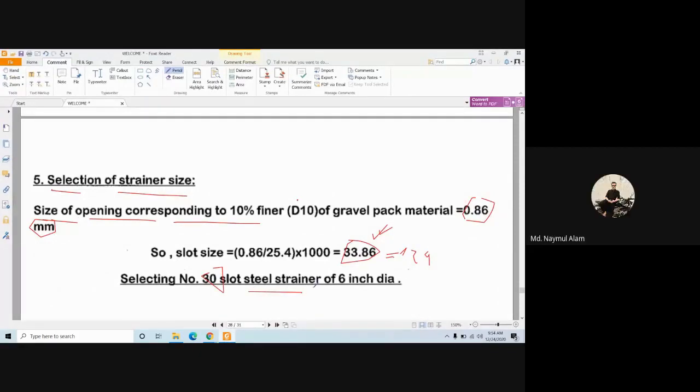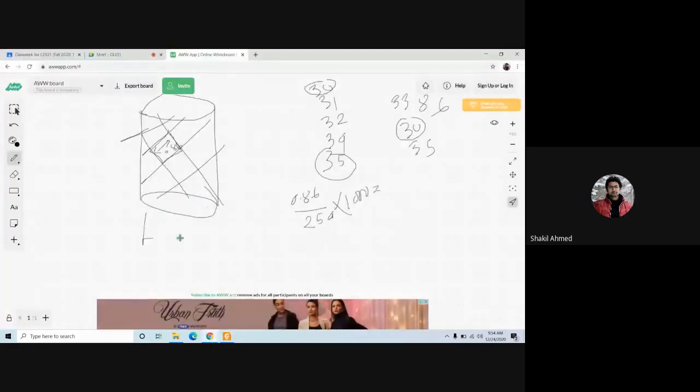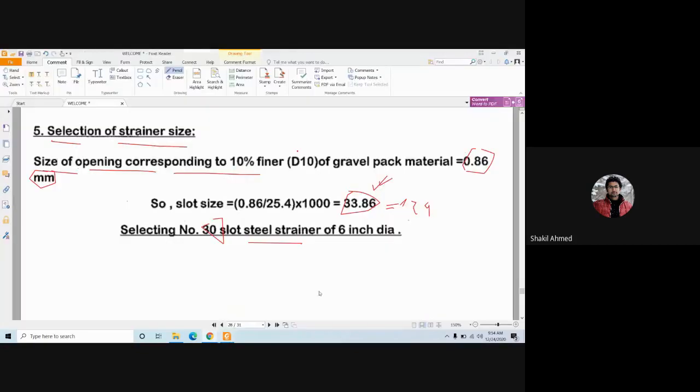Clear? Yes, sir. And usually the diameter of this strainer is 6 inches. You can vary this. This is the typical one. For now, we are taking this as 6 inches. Clear? Yes, sir. Okay.